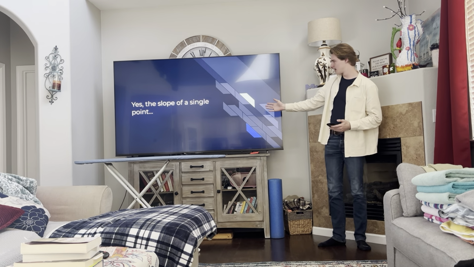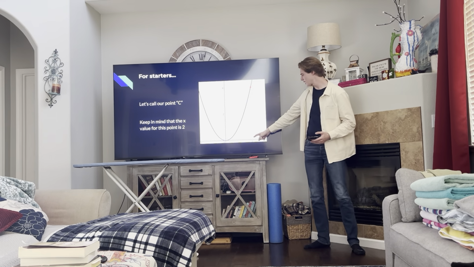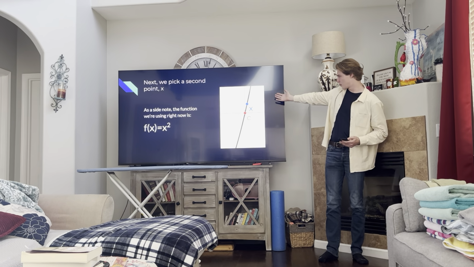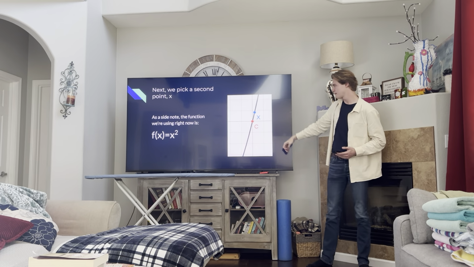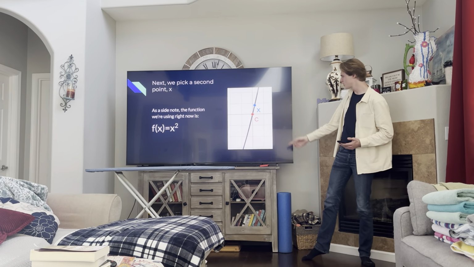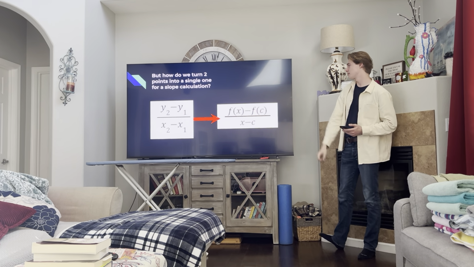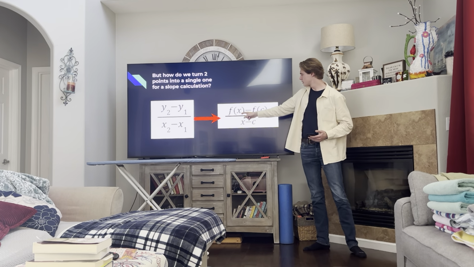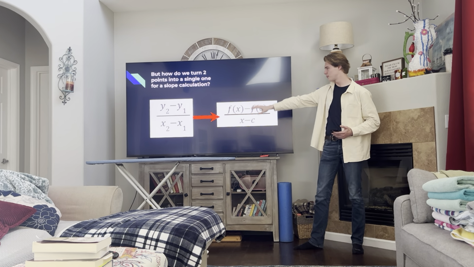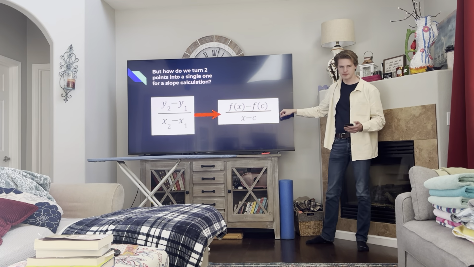So let's just pick a point. We're going to call it C, okay? Keep in mind, x value is 2 here, right? So that's C, right? We pick a second point, x, right? And also the function we're using is just regular x squared, right? Easy, easy. So we've got two points. We're going to make it one point. But how? Well, okay, first of all, f of x is the same as saying y. So this is just translating the slope formula into terms here, right?